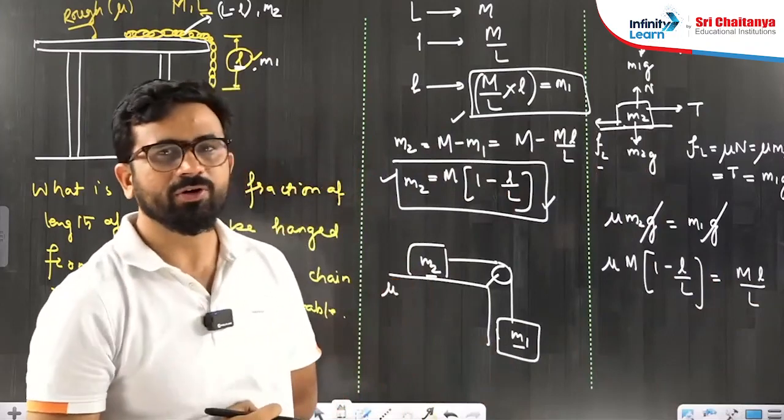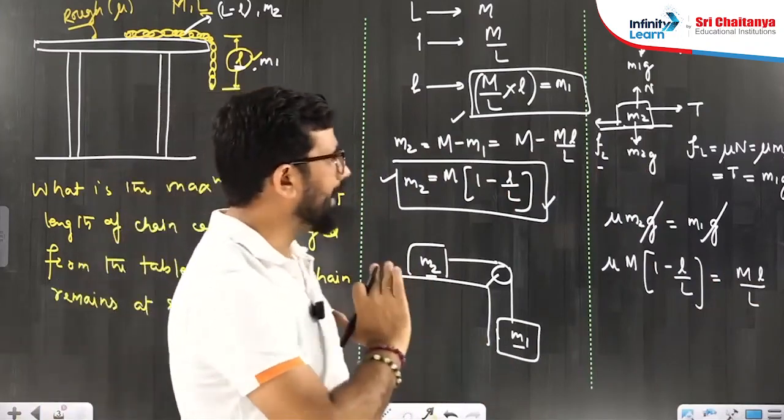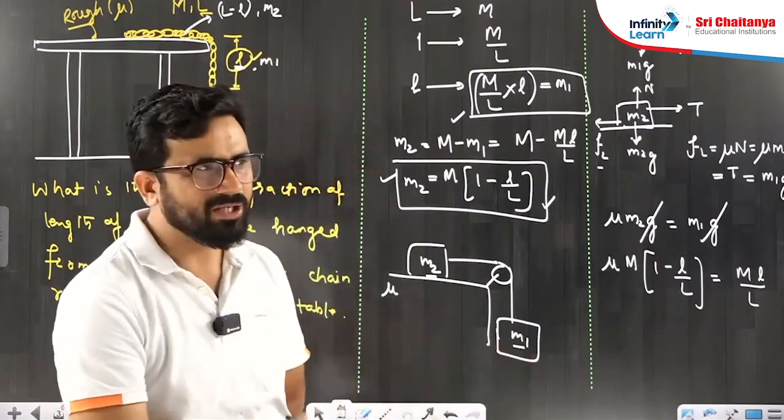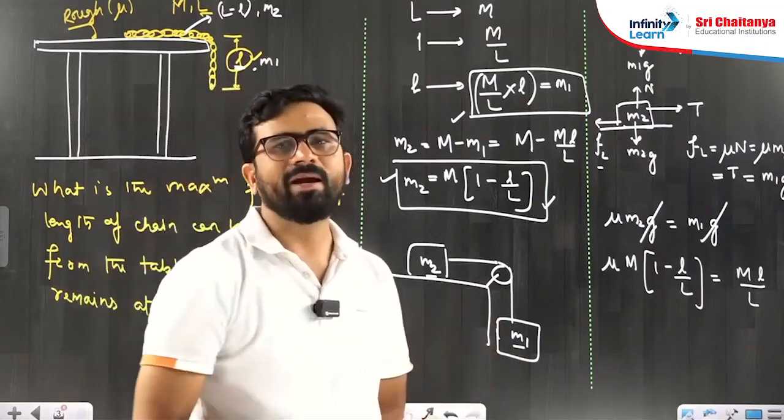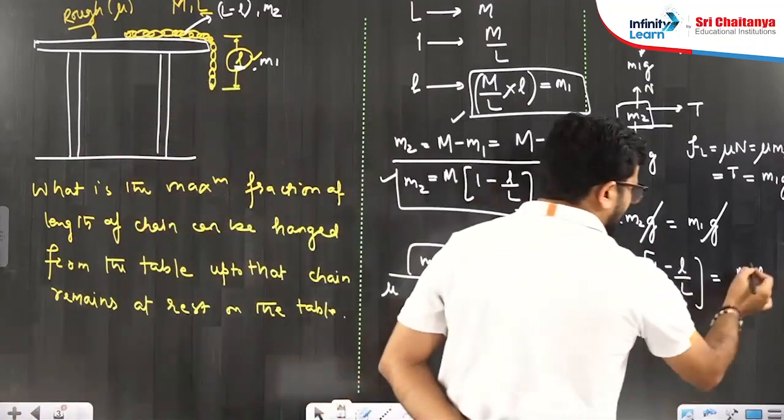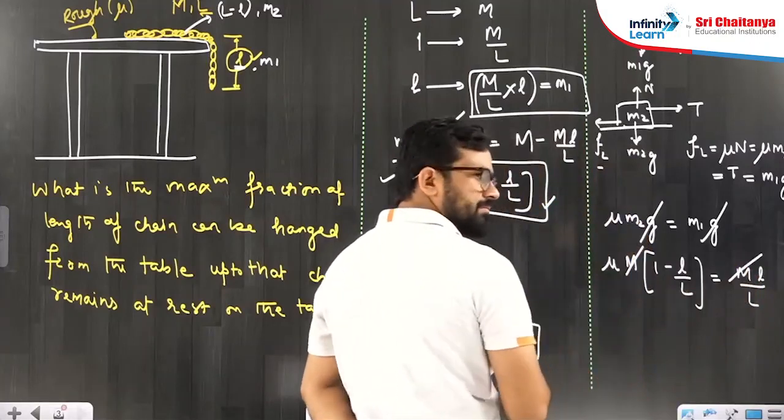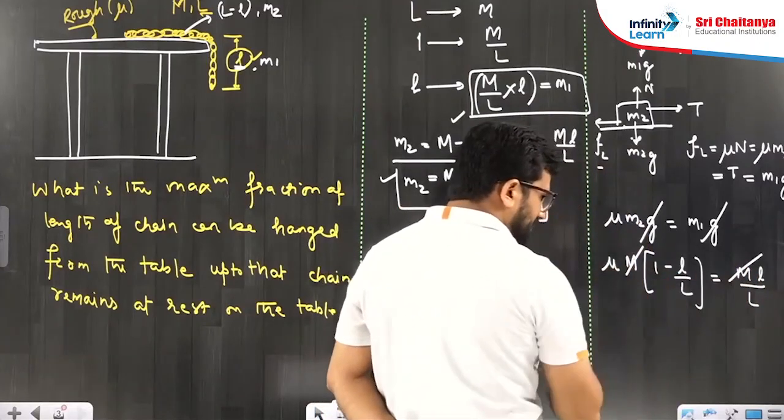Up to here you understood or not understood, beta? Please reply. Now there is a very simple calculation. We will resolve the things and we will find the small l. Now we have to find what? M, we can remove it. Now we have to solve this question very simply.